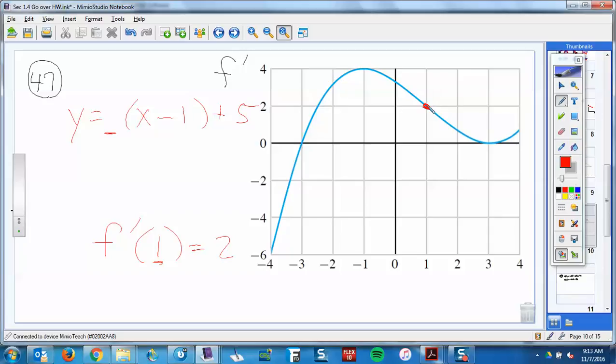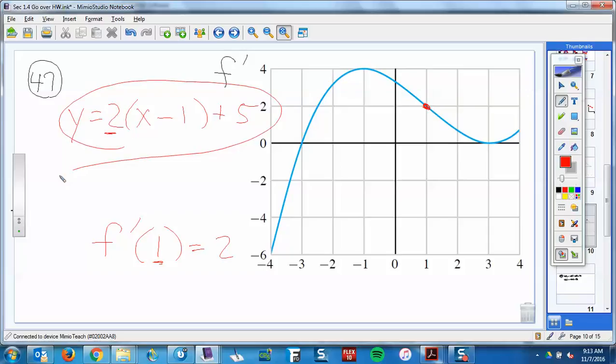Haven't we been saying that all day long? That the y values on the f prime graph are the slope values on the f graph. And that's what we're wanting. We're wanting the tangent line on the f graph. So we need the point on the f graph, which is (1, 5), and we need the slope on the f graph. Well, the slope on the f graph is that y value right there, 2. So we put it right there, and we're done.